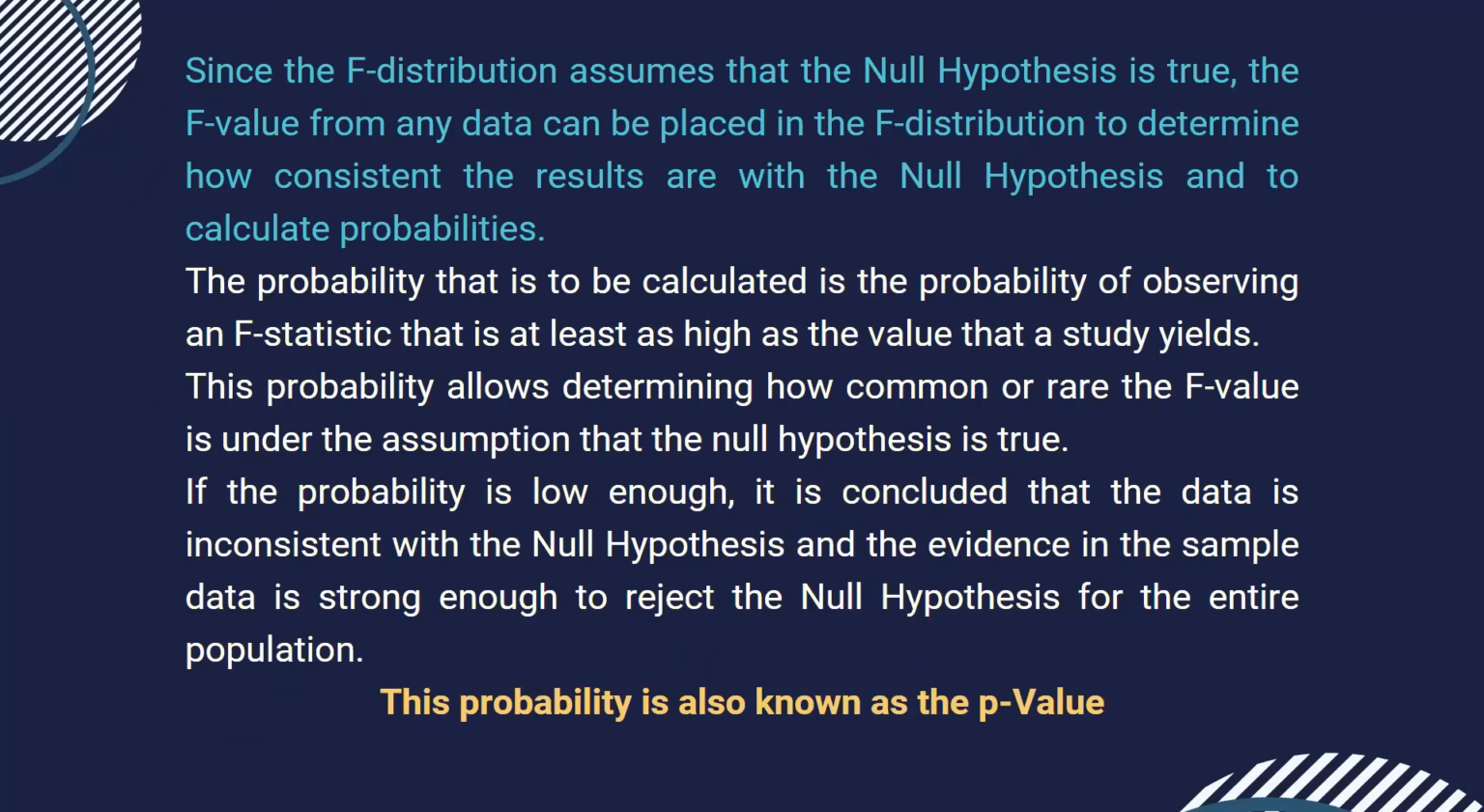Since the F distribution assumes that the null hypothesis is true, the F value from any data can be placed in the F distribution to determine how consistent the results are with the null hypothesis and to calculate the probabilities. The probability to be calculated is the probability of observing an F statistic that is at least as high as the value that a study yields. This probability allows determining how common or rare the F value is under the assumption that the null hypothesis is true. If the probability is low enough, it is concluded that the data is inconsistent with the null hypothesis and the evidence in the sample data is strong enough to reject the null hypothesis for the entire population. This probability is also known as the p-value.